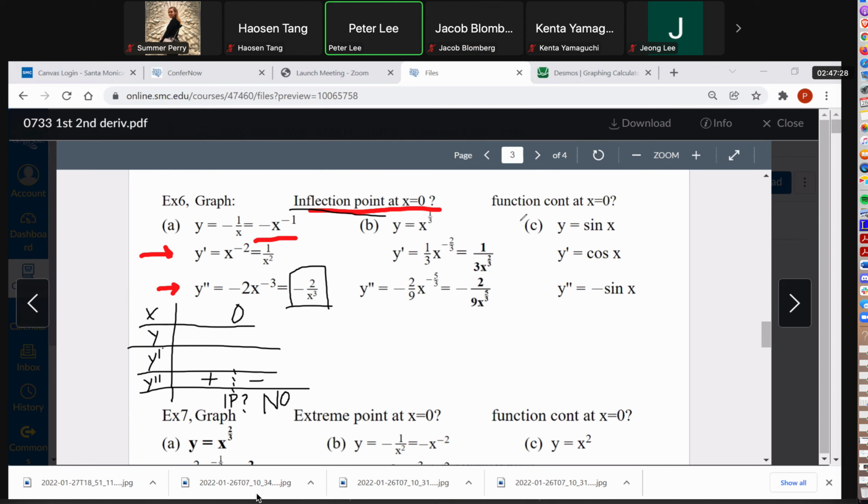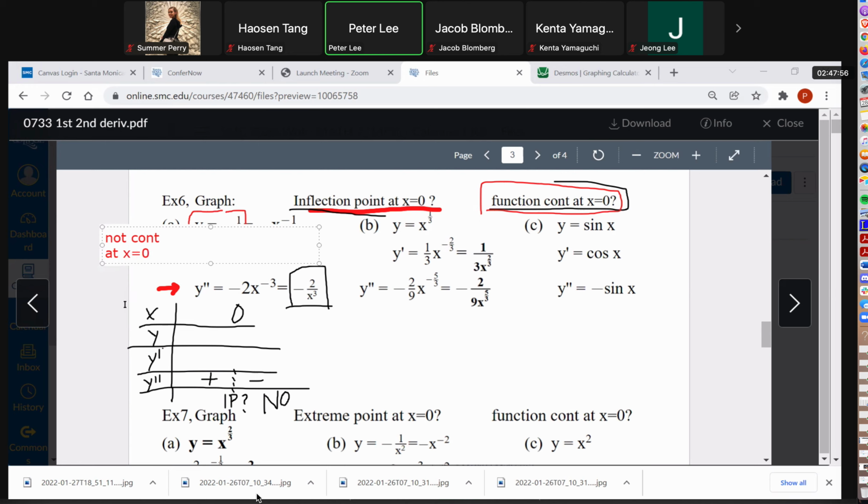Because we have to ask the question, is this guy continuous at x equals 0? This is a very important question. Let me write this in red. The function y equals minus 1 over x, is that continuous at x equals 0? As you can see, this guy is not continuous at x equals 0.